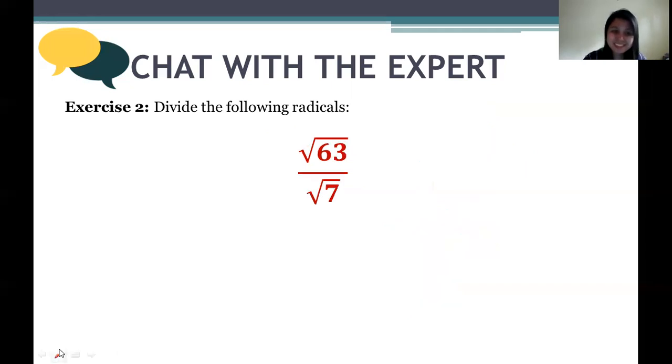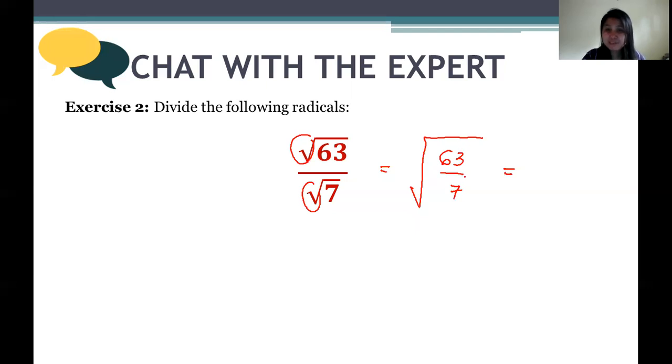You look at this. They have the same index, square root and square root. So we can write them under one radical sign, 63 over 7. 63 divided by 7 is 9. What's the square root of 9? You have 3. Again, even if the answer is plus and minus 3, we just take the principal root. It means the positive one.